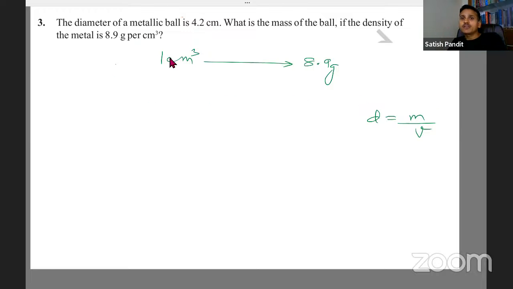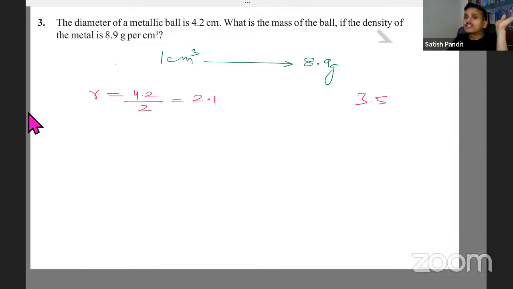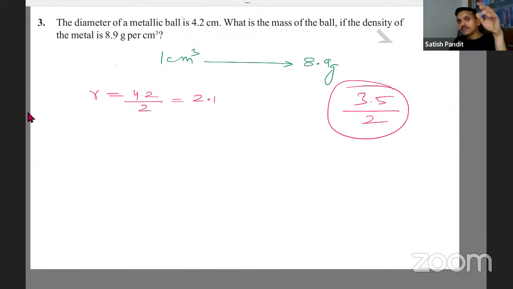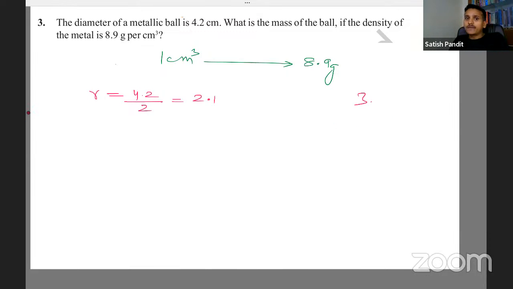It's very, very easy. Diameter is given. So what will be the radius of the metallic ball? 4.2 by 2. I'll write 2.1. Here it's easily getting cancelled. If it was not, suppose I was having 3.5 by 2, here also I can do the cancellation, but I'll write like this itself. It will be easy. Radius is 2.1.